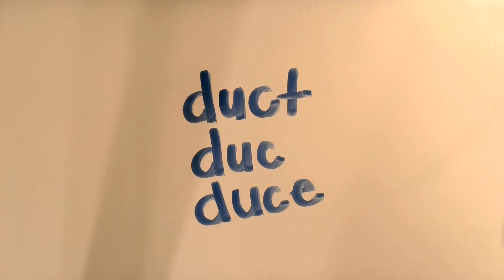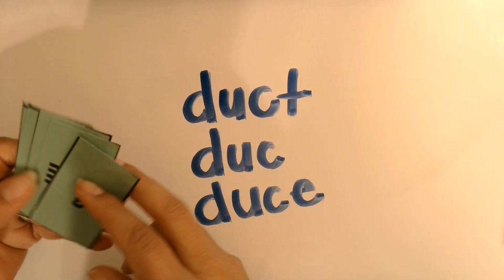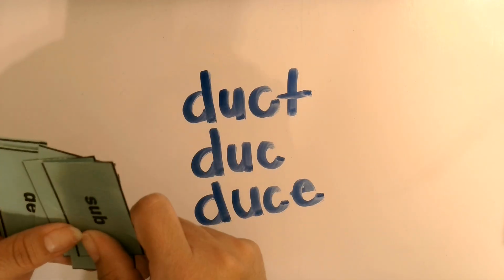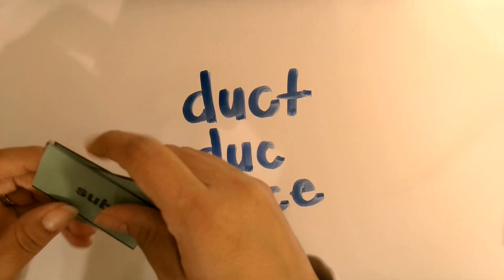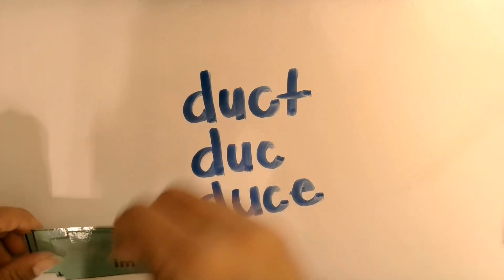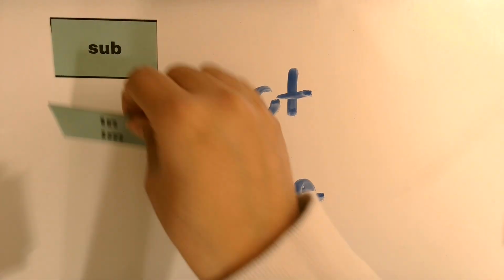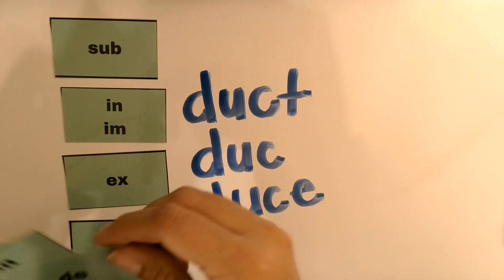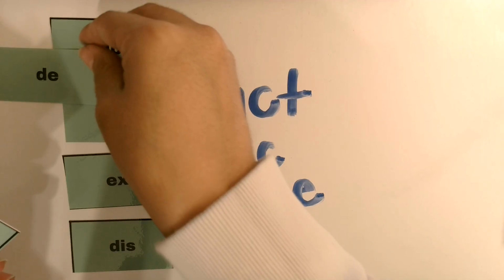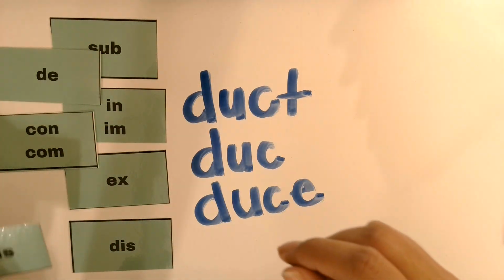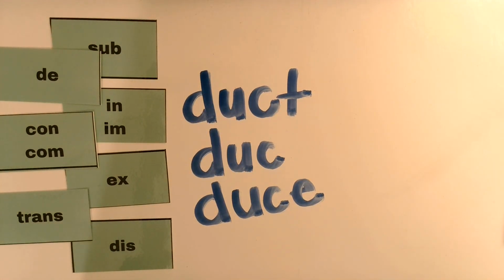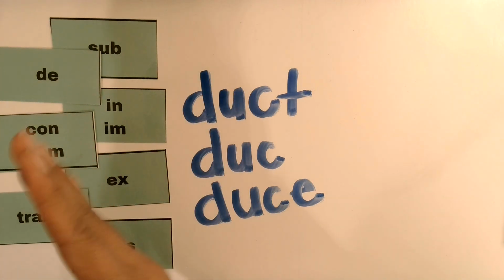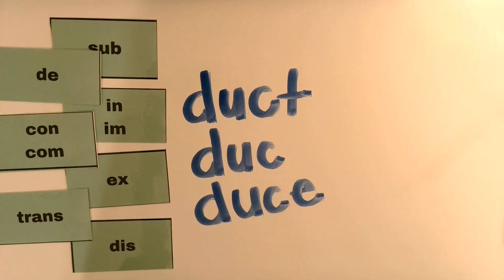Now we're going to go ahead and grab our prefix cards, okay? Make sure you share with your partner if you have them. If you don't have these green prefix cards, you can always just write them. But I have these prefix cards, and we have sub, in or im, x, dis. I also have d, con or com, and then I have trans. Okay? So those are your prefix cards. Those go before this, okay?